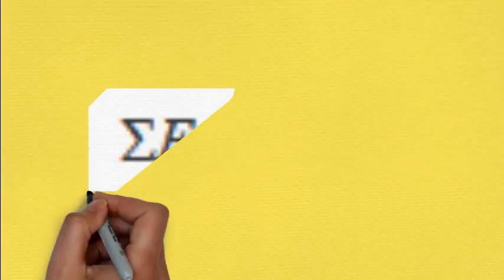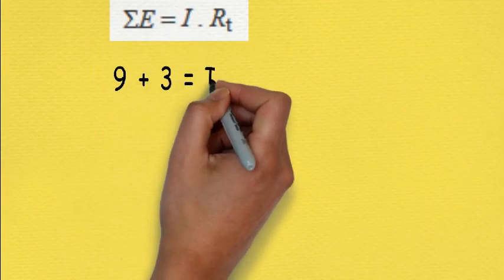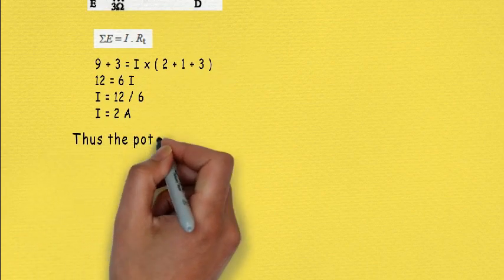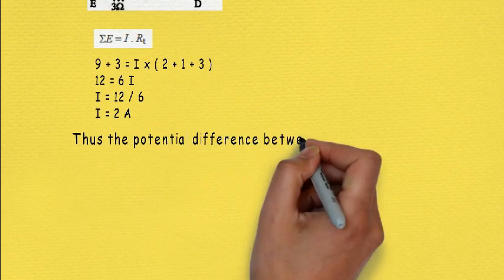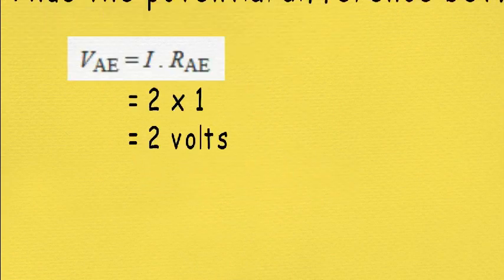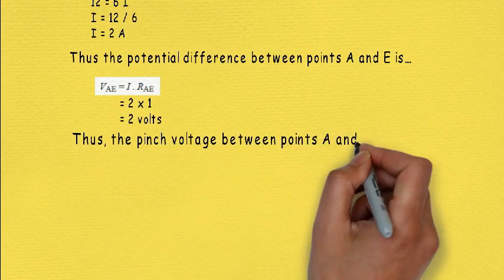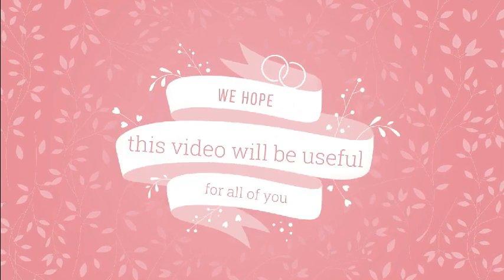We can use the formula sigma E equal to I times R. Use the potential difference between points A and E. We can use the formula VAE equal to I times RAE. Thus, the pin's voltage between points A and E is 2 volts.